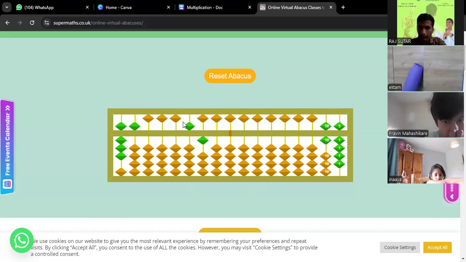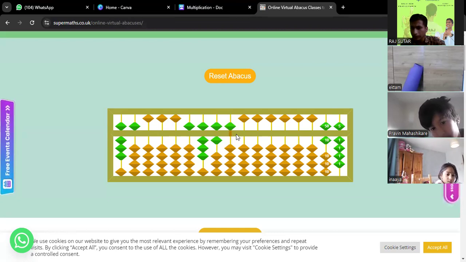After that, 9 multiplied by 5, which is, sorry, 9 multiplied by 8, which is 72. So 70 here on the third rod and 2 over here. And again, 9 multiplied by 5, which is 45. So 40 and 5. So this will be your answer. Getting it, Pranil? Okay. Come on.